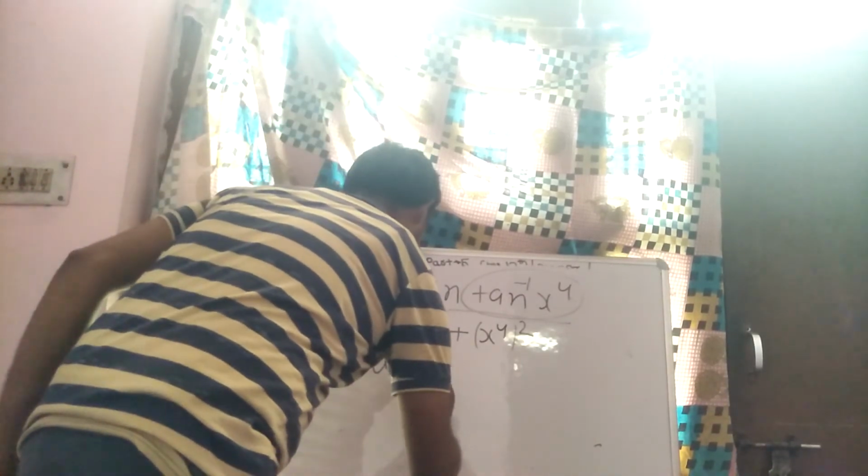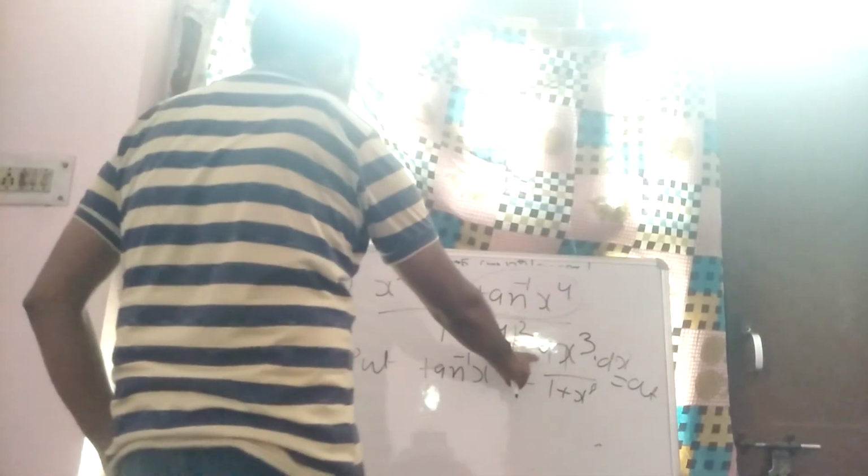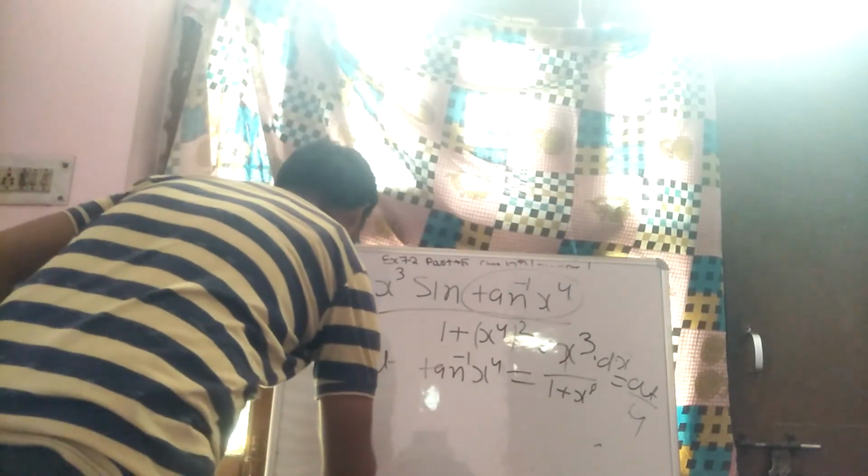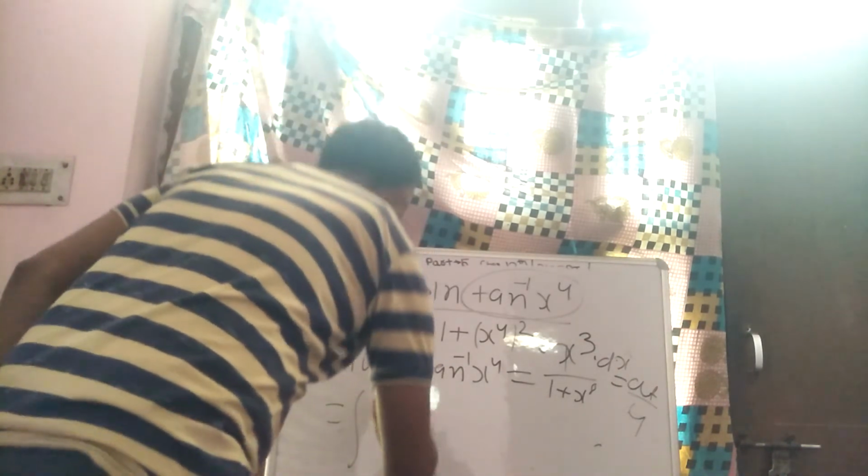Tan inverse x to the power 4 equal to t. 1 upon 1 plus x to the power 8 into x to the power 3, into 4 x to the power 3 into dx equal to dt here, and this 4 is in division form. So dt upon 4. Okay, we have to continue. Question is x to the power 3 into dx equal to dt. So this is dt upon 4.